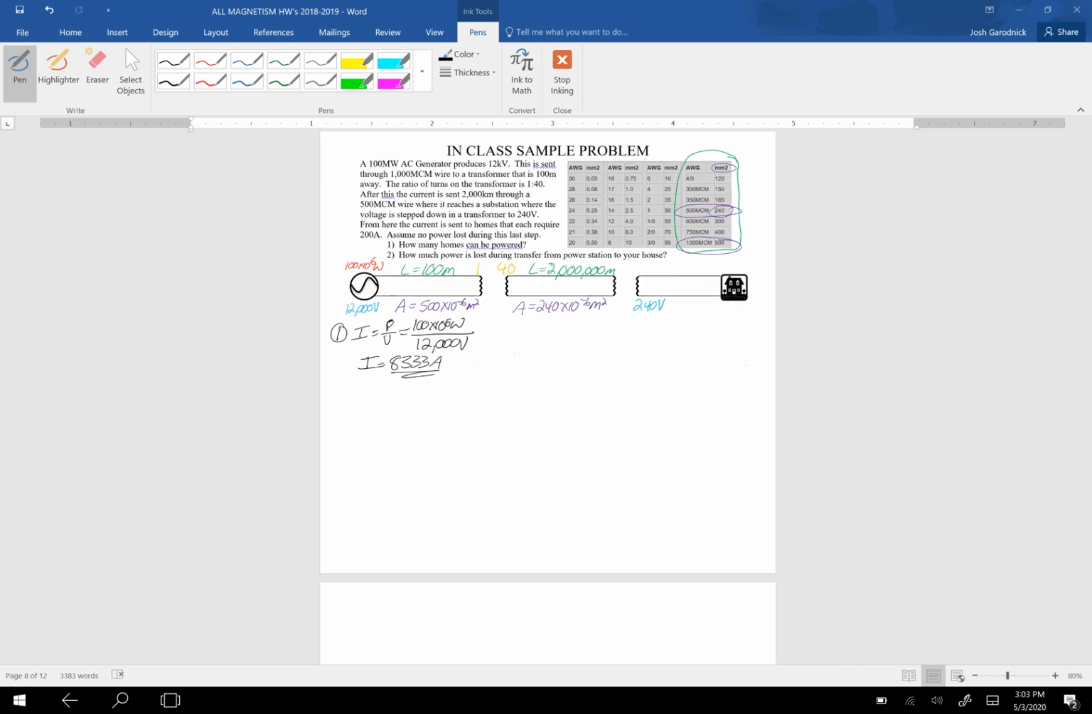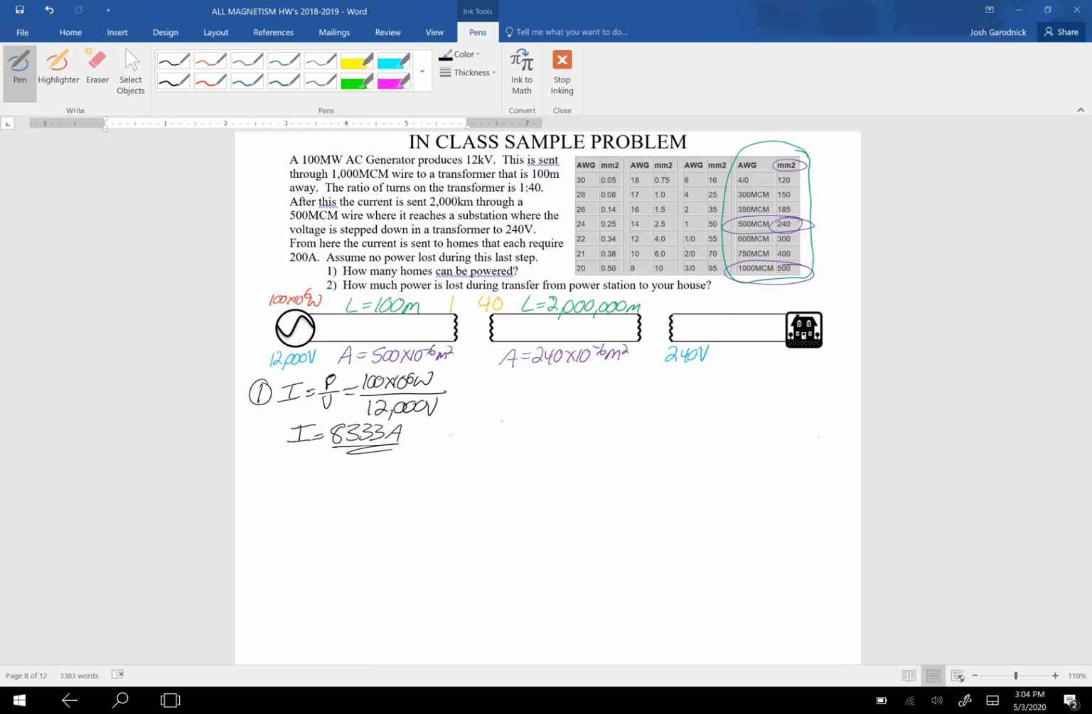Terrific. So this thing is producing 8,333 amps, and we now need to ship that current to that transformer, which is 100 meters away. The problem is that wires have resistance, and we lose power that way. And this is 100 meters of wire, so it's definitely got some resistance. We need to calculate that.